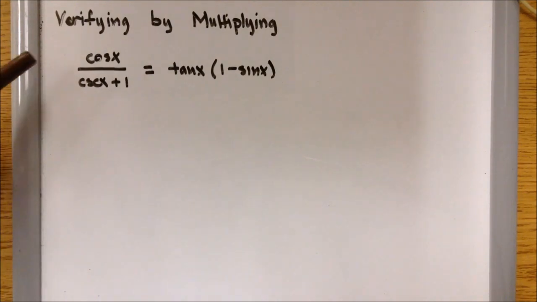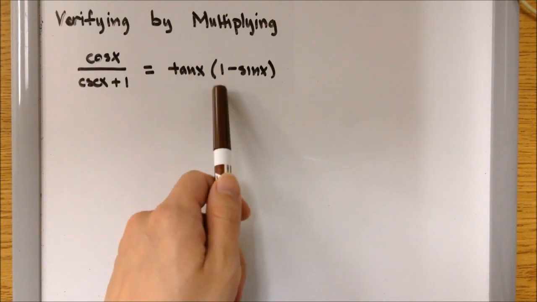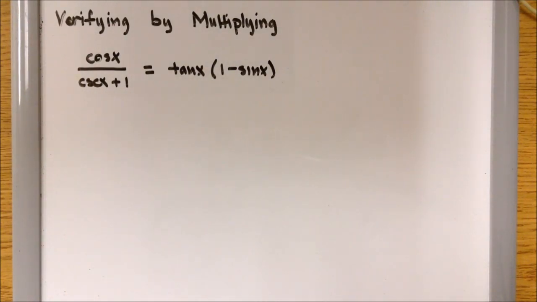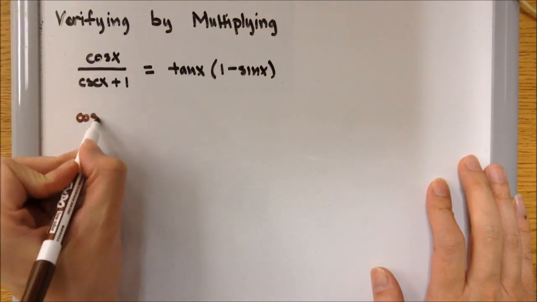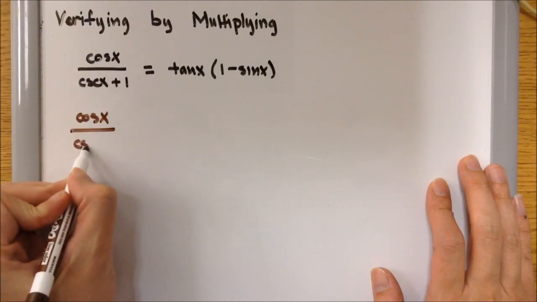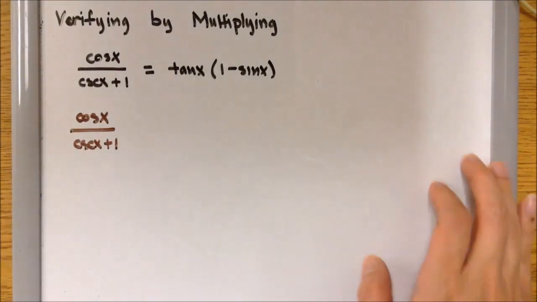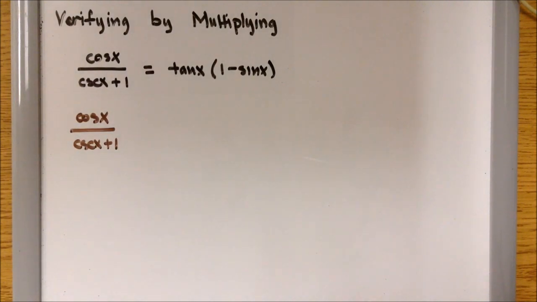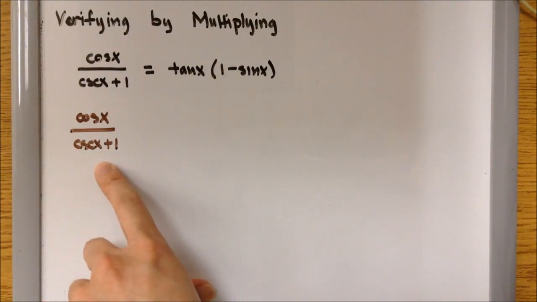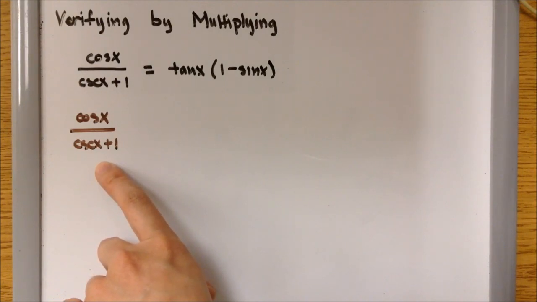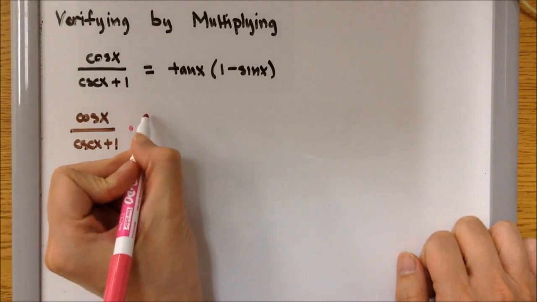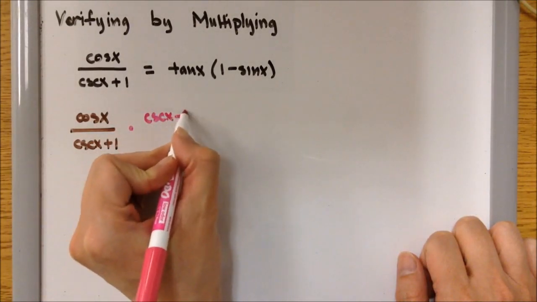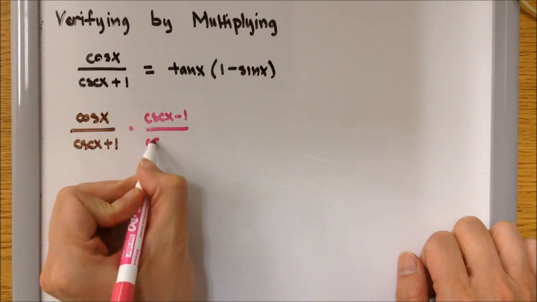In our second example, we have cosine of x over cosecant x plus 1 equal to tangent of x times 1 minus sine of x. So, just like before, we're going to work with the left side. So, cosine of x over cosecant of x plus 1. Now, to help simplify the bottom, cosecant of x plus 1, we're going to multiply by the conjugate. So we're going to multiply the top by cosecant of x minus 1 and in the bottom.